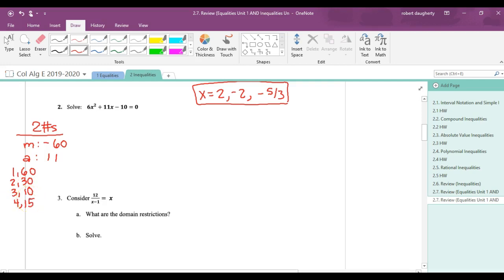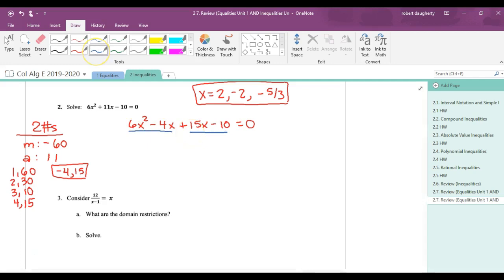4 and 15, there's a way to make those combine to be 11. So if this was negative 4 and positive 15, those numbers multiply to negative 60 and they add to positive 11. So I'm going to rewrite this equation as 6x squared minus 4x plus 15x minus 10 equals 0. Now I'm guaranteed that I can factor this problem by grouping.